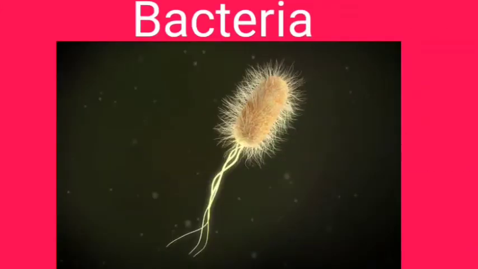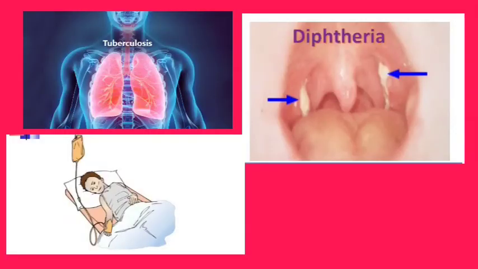The first one is bacteria. Bacteria is otherwise called a single-celled organism, children, because bacteria will have only one cell. What is a cell? A cell is a functional unit. So for bacteria there will be only one functional unit, so it is called a single cell. Once bacteria attacks your body, it causes diseases like tuberculosis.